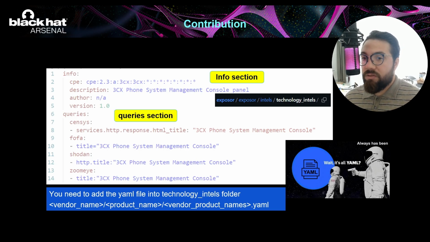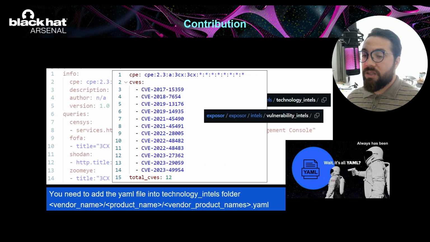And as we have the CPE, you know, it can be mapped to the CVEs, right? So whenever you add a new technology intelligence, it will automatically generate the vulnerability intelligence. I got a script that maps all the vulnerabilities to CPE. It means you can search on Exposor with the help of CVE as well. So when you search for a CVE, it will find the CPE from the CVE. As there's a query for the CPE, it will use the real queries against the search engine.